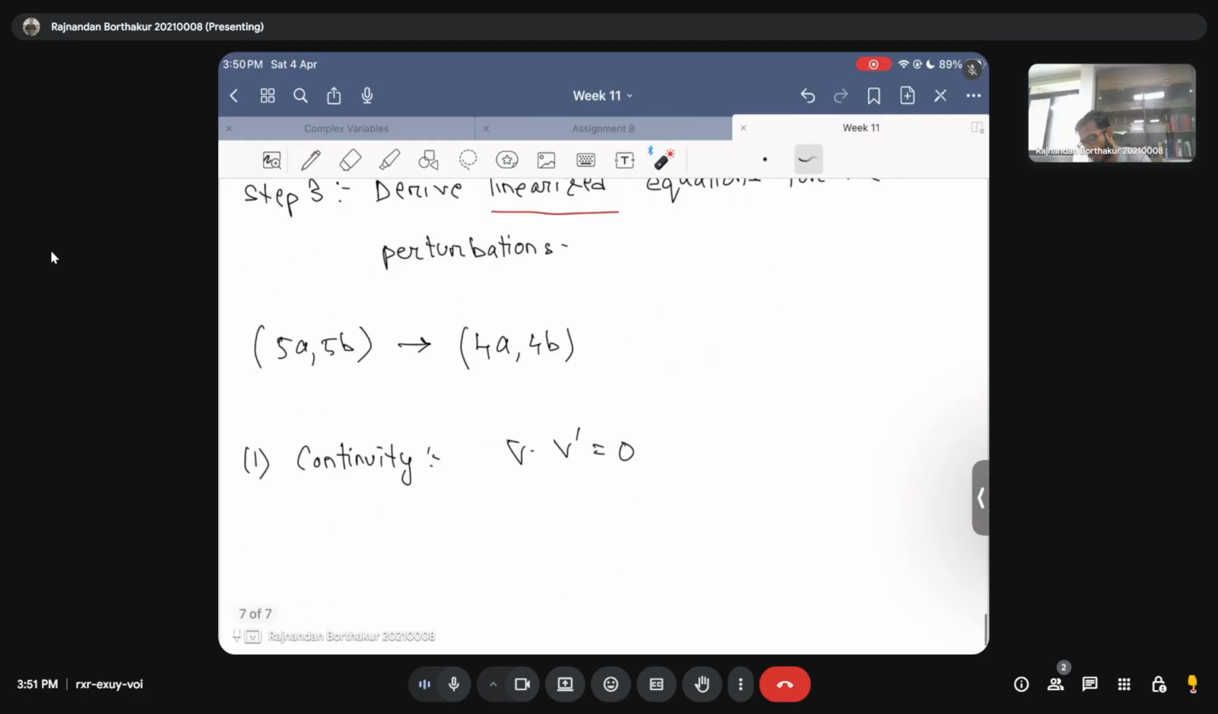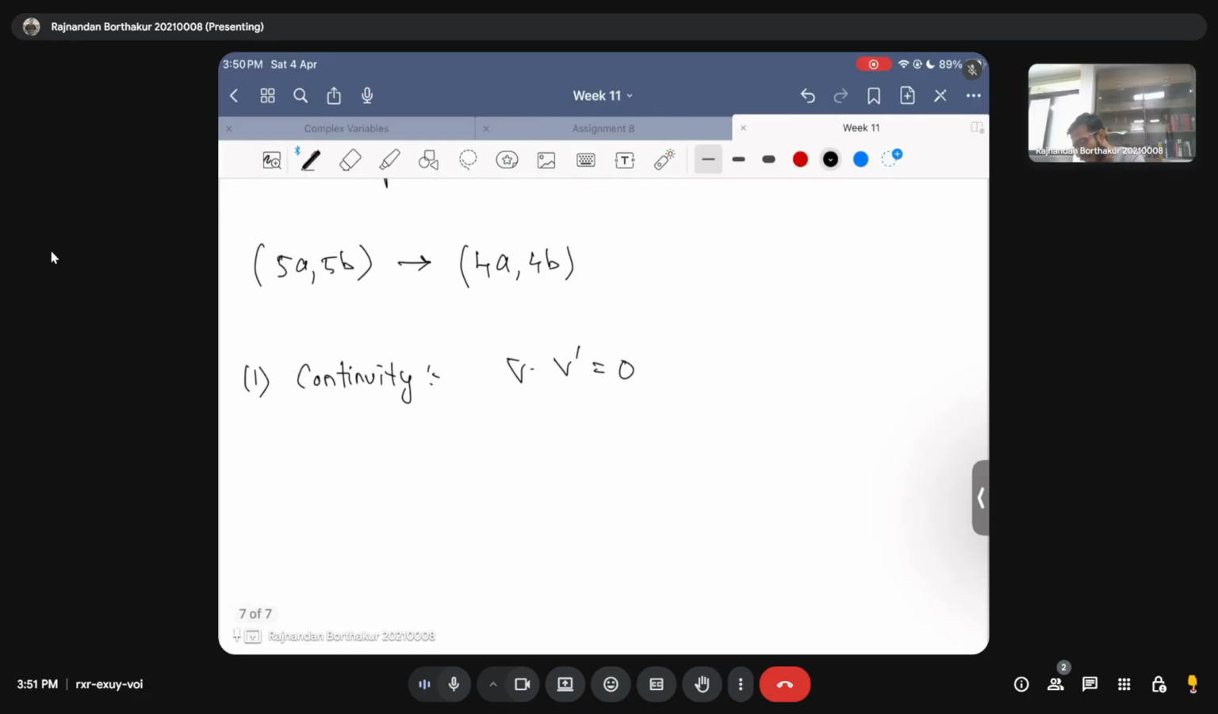Okay. That's the continuity equation, and I believe now at least you can see that we have an equation. So we have the continuity equation which governs the perturbations. Okay. So this is basically the continuity equation for the perturbed velocity field.